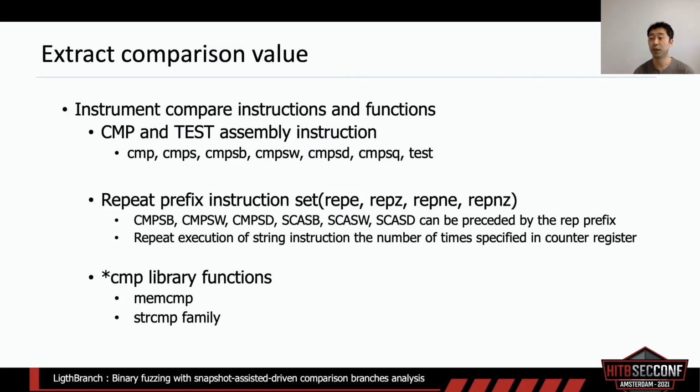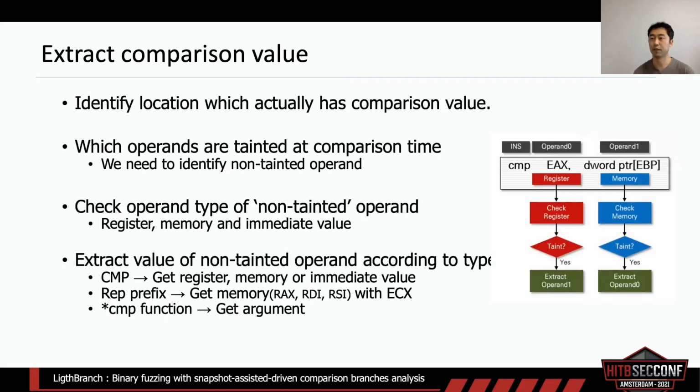And it can compare input with a function. So at the function level, we instrument standard compare library functions. In this case, CMP instruction is used to compare the return of this function. So we have to check the function's argument, not the CMP operand, when querying taint information. If the instrumentation callback with register is called, it tries to extract values through this flow.